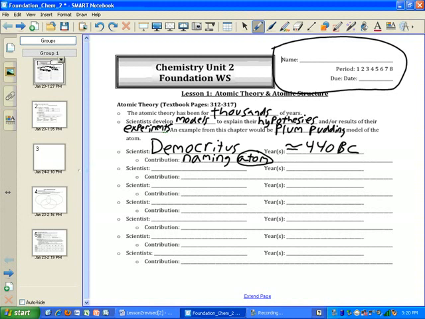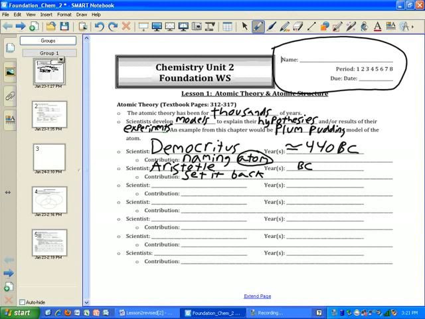Another scientist back during the time of Democritus was Aristotle. And he was around Democritus, like I said, so around BC. And his contribution to the atomic theory was actually wrong. It set the atomic theory back. He said that particles were made up of earth, wind, and fire, which now we know is untrue.